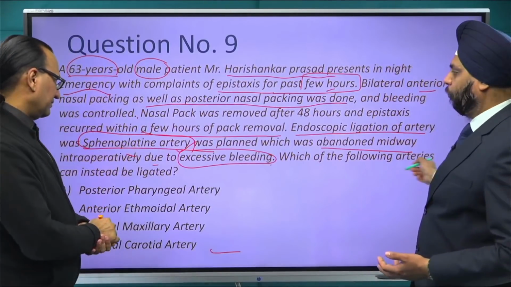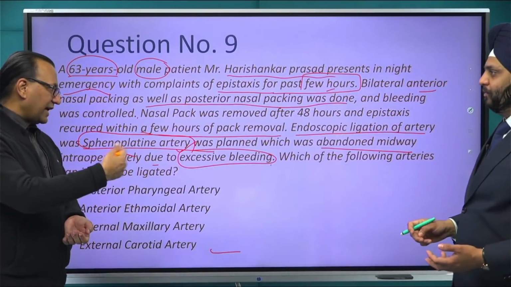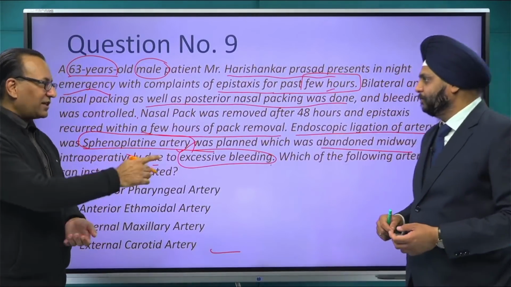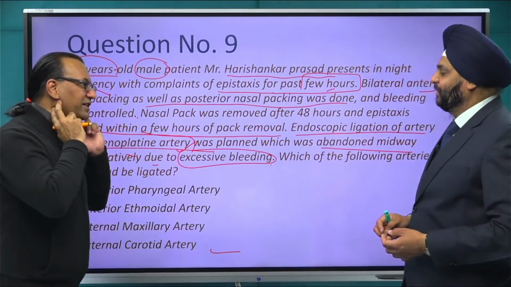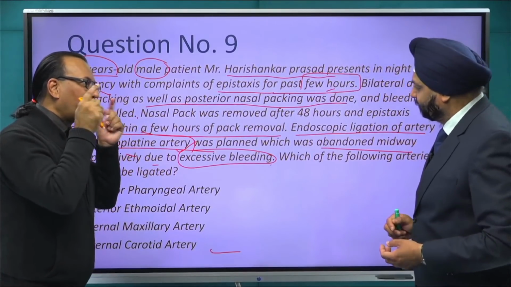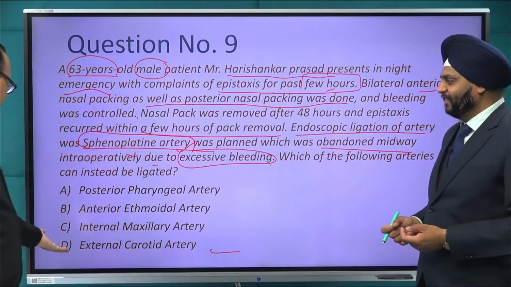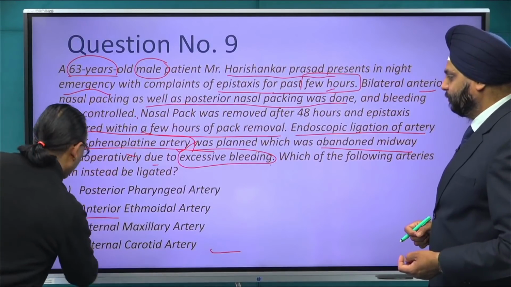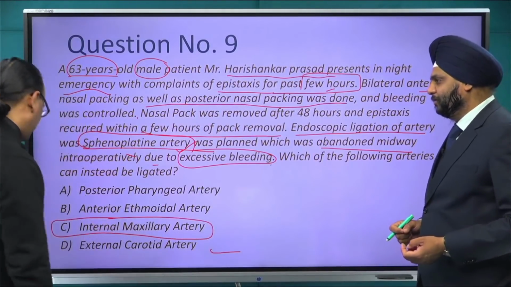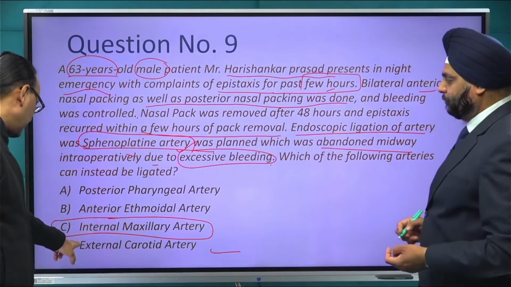Okay, so which of the following arteries can instead be ligated? So you have to go for the next better option. We were just discussing the maxillary artery, internal maxillary artery, sphenopalatine artery. If you cannot deal with that, then go for the parent one. Parent. So the parent is, obviously, you will have to go for the maxillary artery. And I think there is some specific approach which you will be taking.